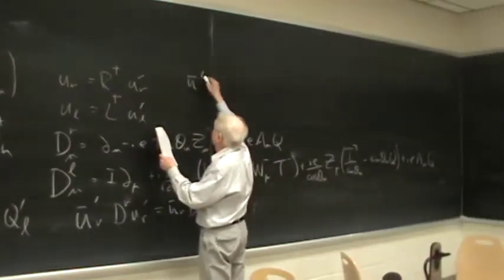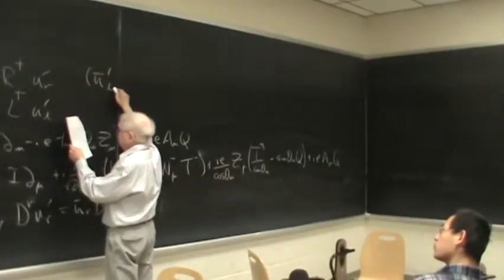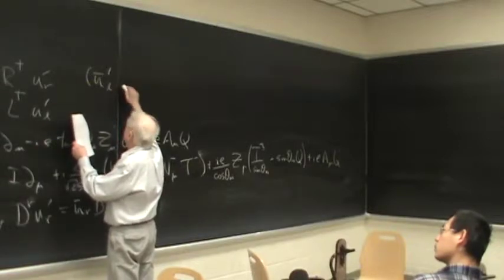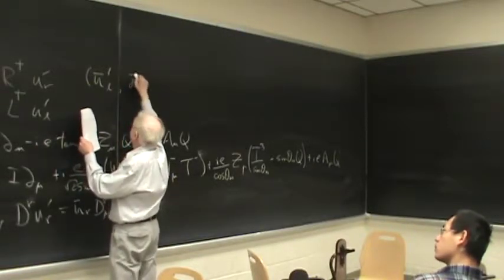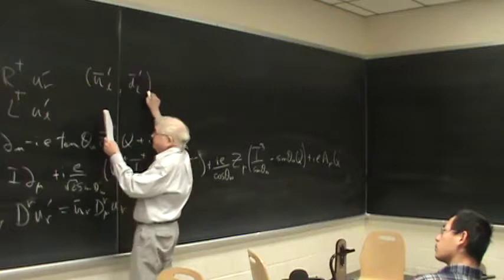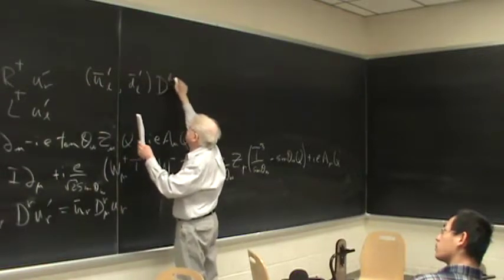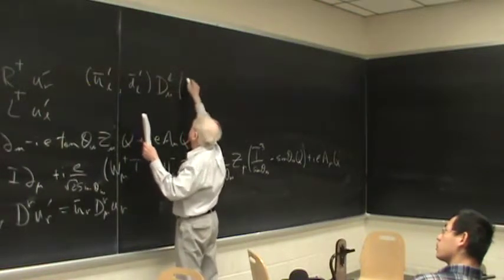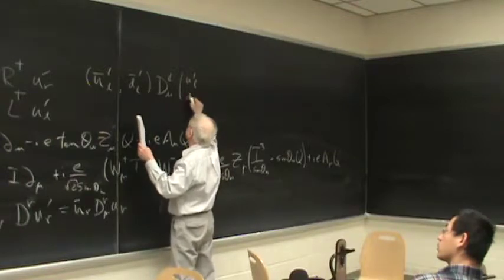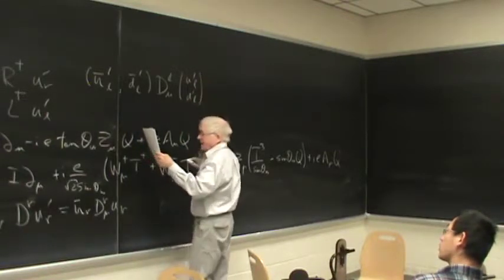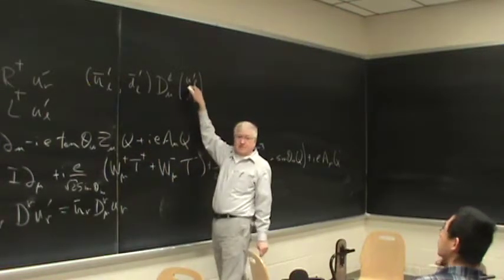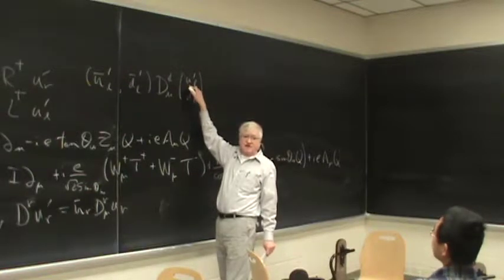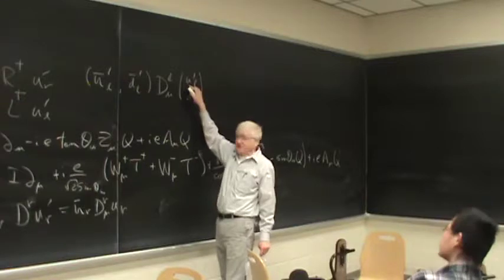Okay, so what we have then for the left-handed ones is something like this. U bar prime left, d bar prime left, D left mu, u prime left, d prime left, and I'm thinking of this as a triplet. So this is all of the quark fields, let's say.